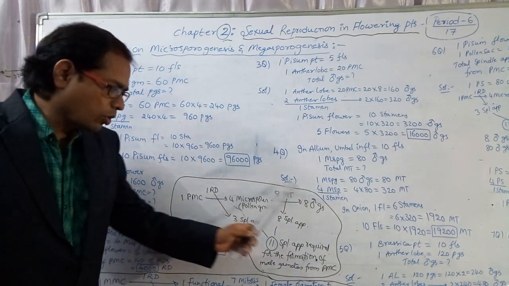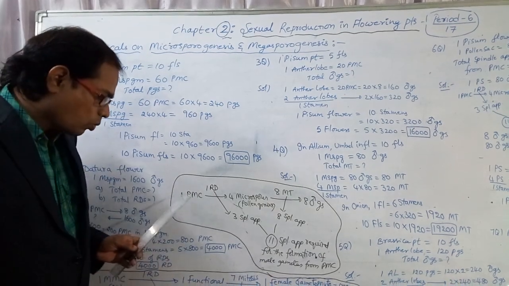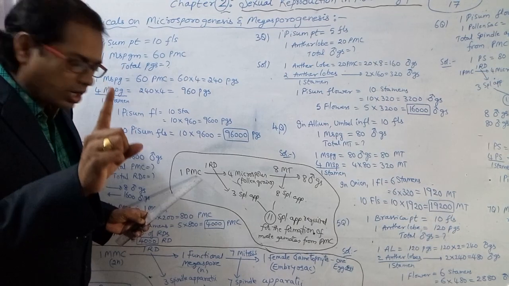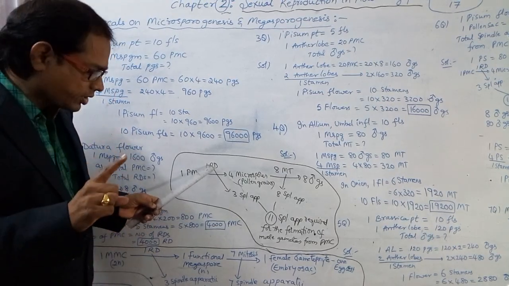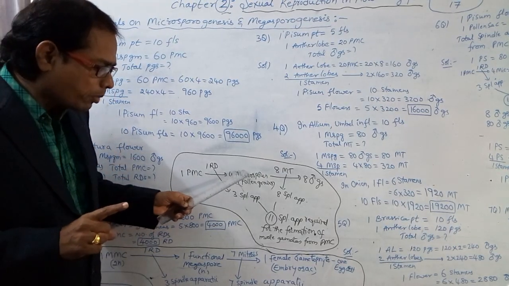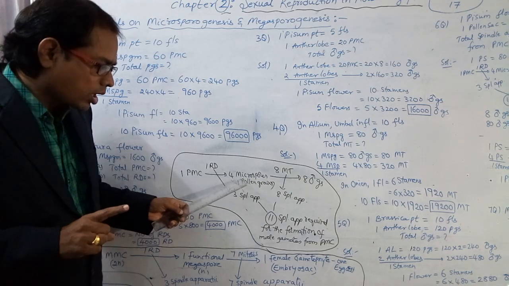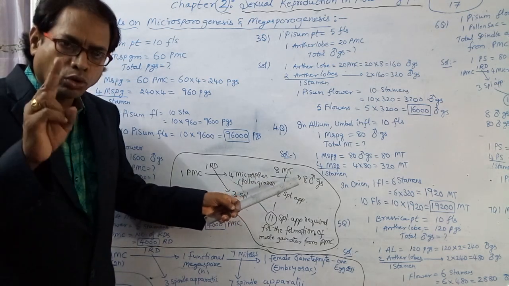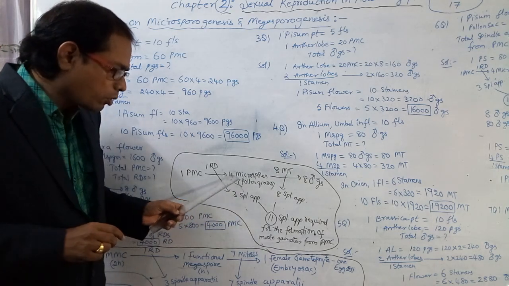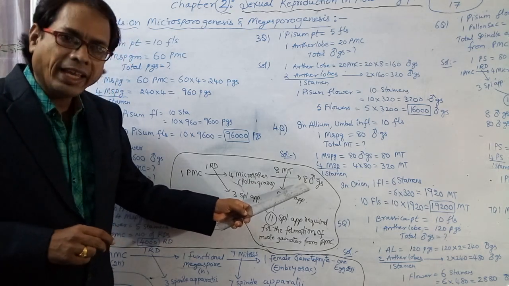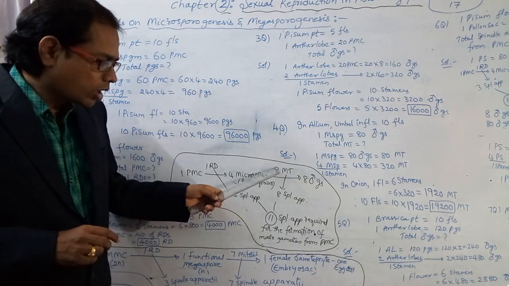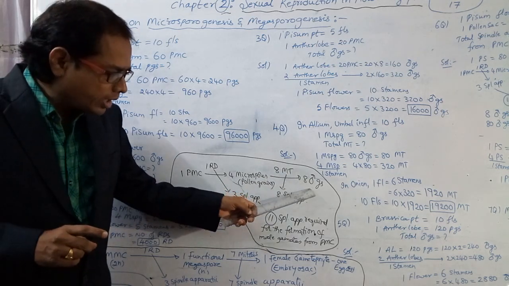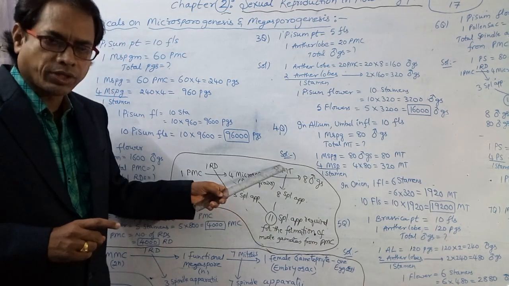This is the microsporogenesis flowchart. One pollen mother cell undergoes one reduction division, or meiosis, and forms 4 microspores, also called pollen grains. Each microspore produces 2 male gametes. That's why 4 microspores will produce 8 male gametes by undergoing 4 mitoses. That means the number of male gametes is equal to the number of mitoses.